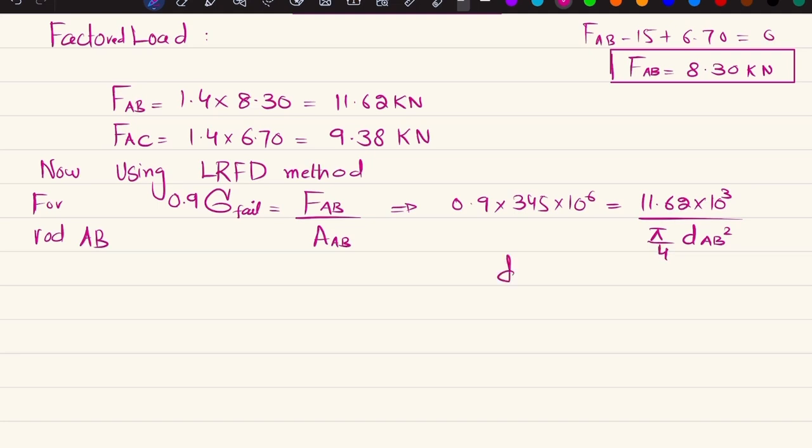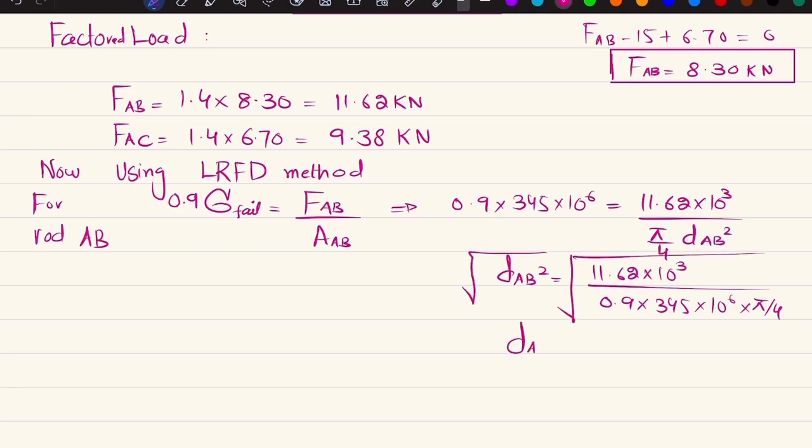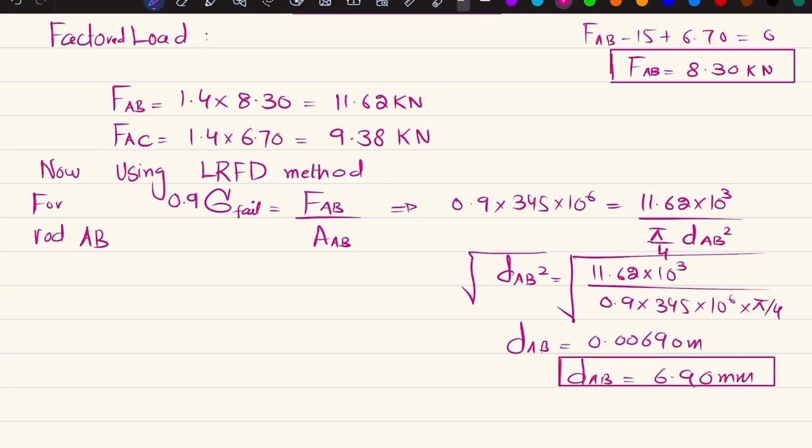So what we are going to calculate is DAB. DAB square is equal to 11.62 into 10 to the power 3 divided by 0.9 into 345 multiplied by 10 to the power 6 multiplied by pi by 4. If you take the square root on both sides, you will get DAB equal to 0.00690 meter, or DAB equal to 6.90 millimeter. So this is the diameter of rod AB.